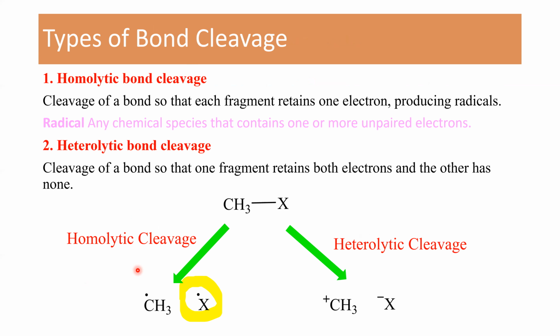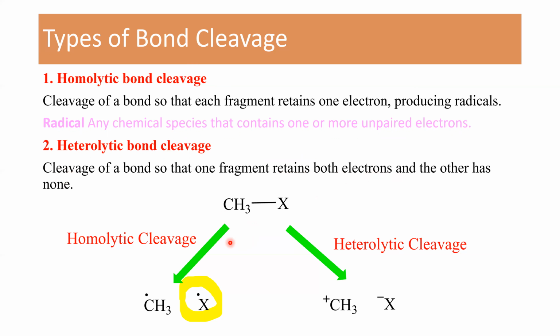As I am telling you, homolytic bond cleavage is when the bond breaks in a form where each contributing atom takes an equal share. Heterolytic bond cleavage is one in which the cleavage of a bond is in such a way that one fragment retains both electrons and the other has none, right? It means there is an unequal share after the breaking of the bond. So one is carrying the full pair of electrons, that will get the negative charge, and the one which is deficient in electrons after the bond cleavage will get the positive charge.